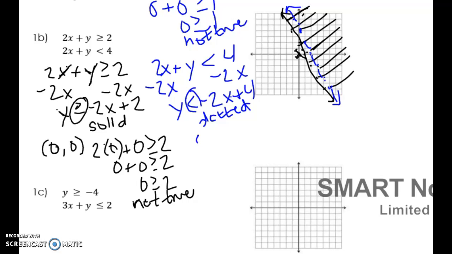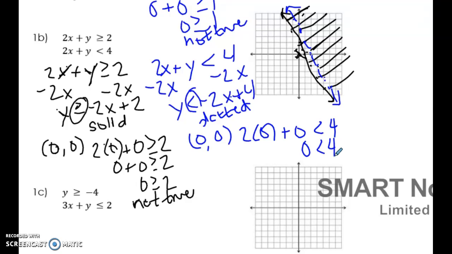Now I've got to figure out where to shade. So I plug in 0, 0, which becomes 2 times 0 plus 0 is less than 4. 2 times 0 is 0, plus 0 gives me 0. So I'm asking now, is 0 less than 4? Yes, this is a true statement. So that means I'm going to shade the left side of that line because that's where 0, 0 is on the graph.